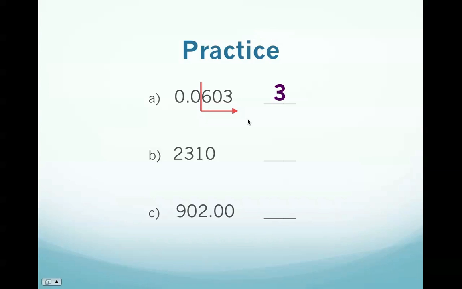For letter B, I have no decimal point present, so I'm starting on the Atlantic or right-hand side, starting at the 1 and counting over, which gives me 3 sig figs as well. And then finally, I have a decimal point present. I'm going to start on the left or Pacific side, start at the 9 and count everything over, which means that I have 5 significant figures.